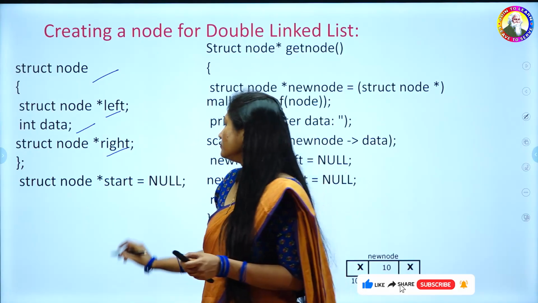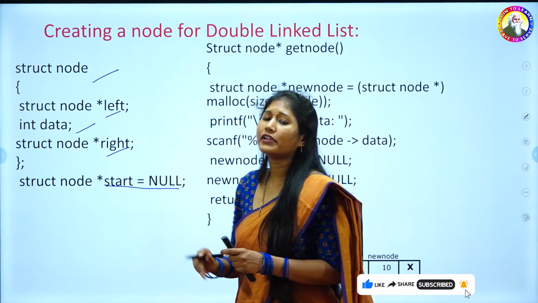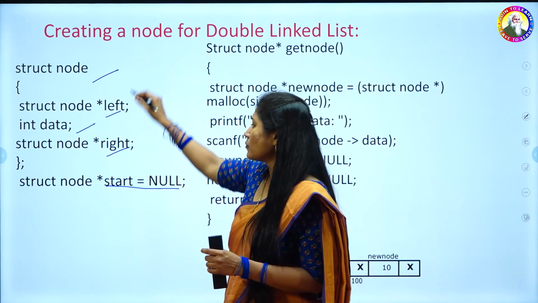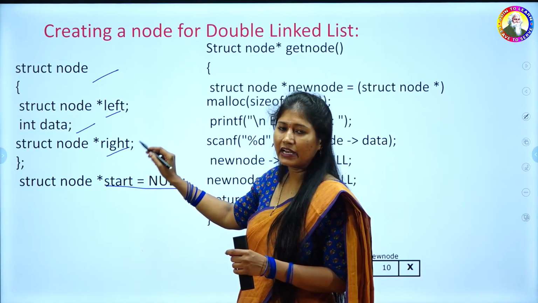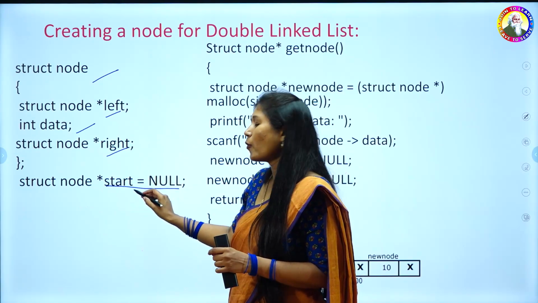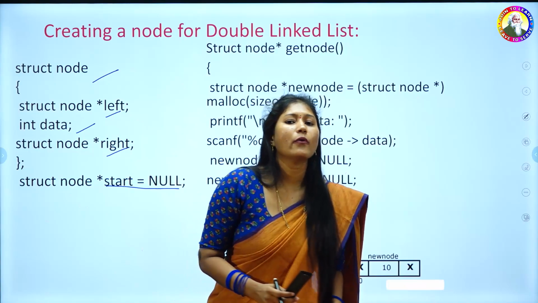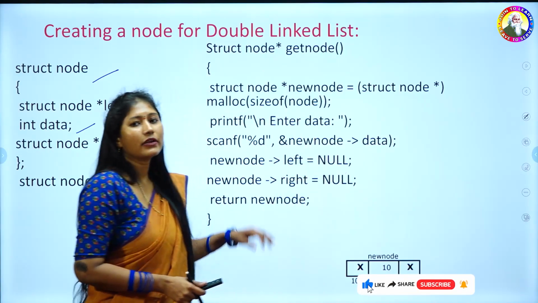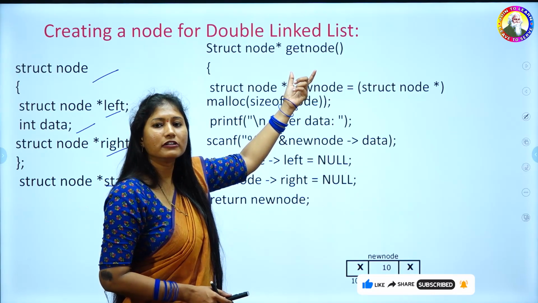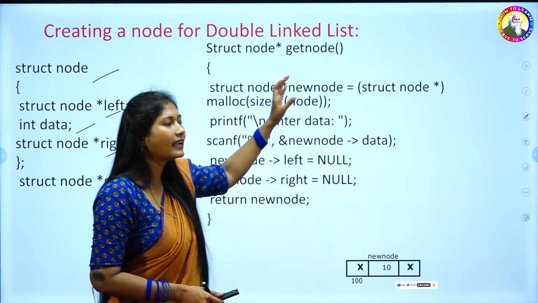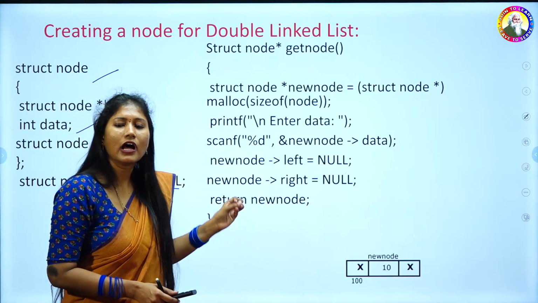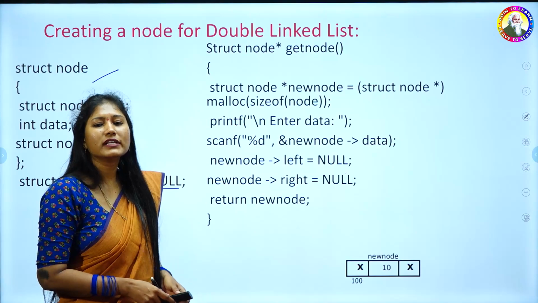After that, initially the start pointer is going to have the null value. With this, what happened here? The node is created with the left link, data and right link, and the start pointer is also created with the null value. Next, we are going to call the getNode function. In that getNode function, how is the memory allocated, similar to the single linked list? How have we allocated the memory? By using malloc, right?